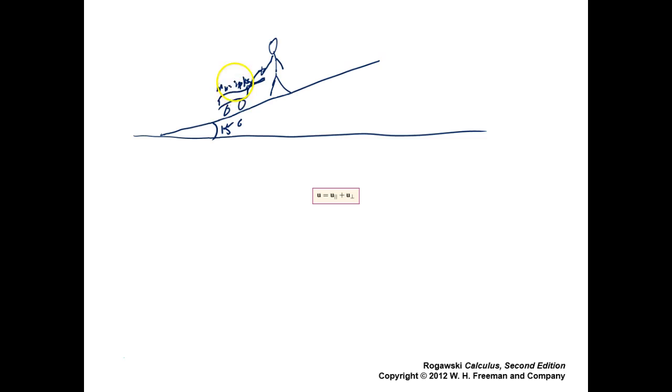Okay. The mass times acceleration due to gravity gives you a weight this way. So the weight is 9.8 times 20, which is 196 newtons. That's the force. Okay? Now what you're going to do is break that force into a component perpendicular to the plane and a component parallel to the plane.